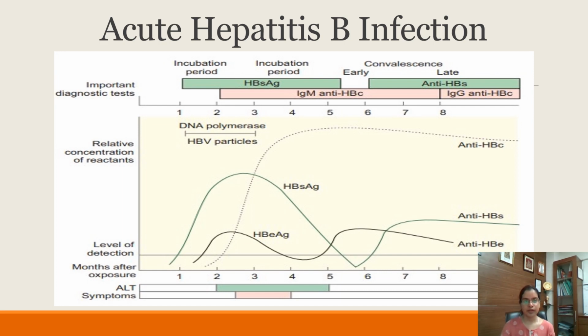This is a diagram showing acute hepatitis B infection. The first marker of infection is HBs antigen, whose levels rise. Then HBe antigen level rises. Then when it is resolving, with disappearance of HBs antigen, the antibody against the surface antigen will appear, which means there is immunity to reinfection. IgM level will rise first, and then IgG levels against the core antigen will remain persistent throughout in decreasing titers.